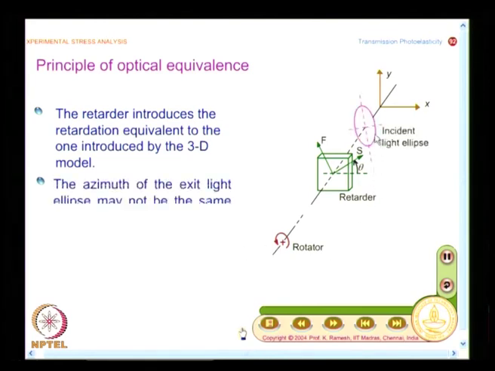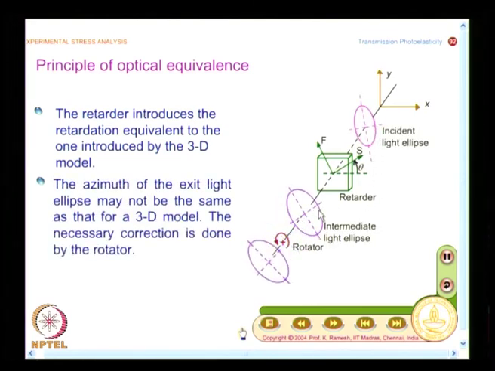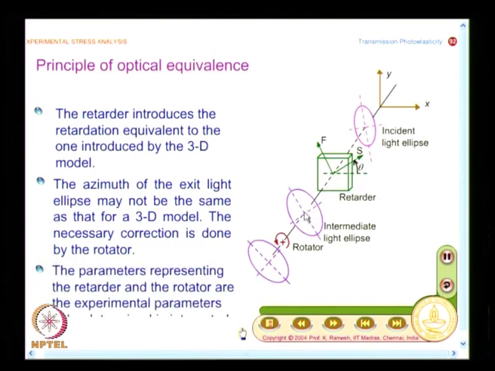I have an incident light ellipse. It gets transformed. Whatever the transformation by the retarder, it may not guarantee the same azimuth, and the rotator rotates it so that the azimuth matches the actual 3-dimensional model. Whatever the 3-dimensional model had, and we are only confining to the particular light path, whatever happens in the light path is replaced by a rotator and a retarder.